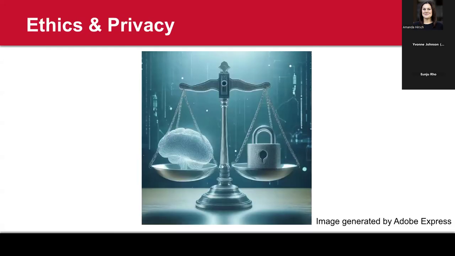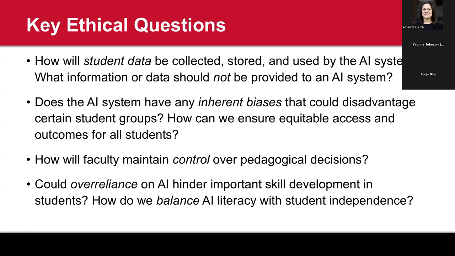Let's talk about ethics and privacy concerns a little bit more. We touched on it a little bit with that Google Gemini statement, but some key ethical questions around the use of AI are: How will student data be collected, stored, and used by the AI system? What information or data should not be provided to an AI system? Does the AI system have any inherent biases that could disadvantage certain student groups? How can we ensure equitable access and outcomes for all students? How will faculty maintain control over pedagogical decisions? Could over-reliance on AI hinder important skill development in students? How do we balance AI literacy with student independence?